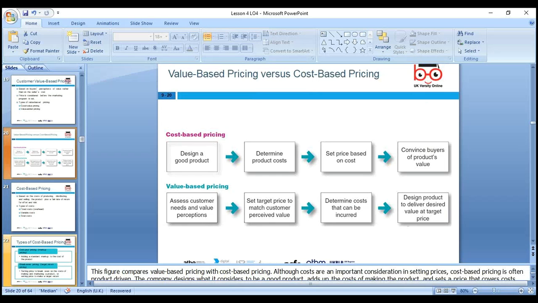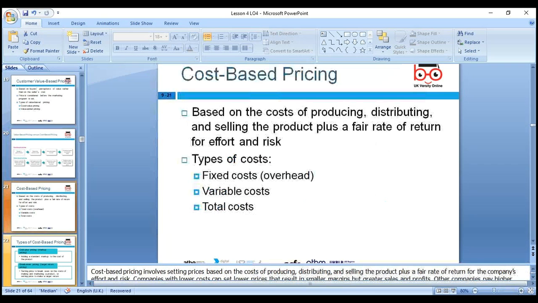Cost-based pricing means designing a good product, determining the product cost, and setting the price based on the cost, and convincing buyers of the product's value. For value-based, we assess the customer needs, wants and perception, and set the price to match the customer-perceived value. They are asking how long this product will last, what is contained in it, how it will affect their health, or how convenient it is. From all this we determine the cost that we can incur and design the product to deliver value at the target price. So that's what needs to be done.